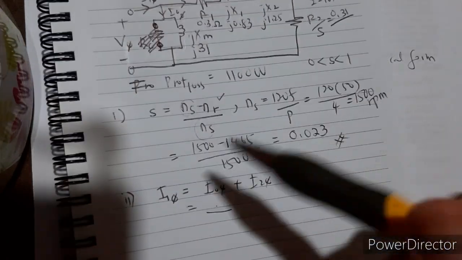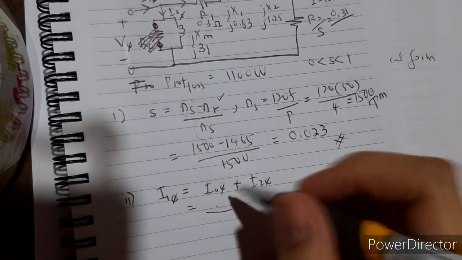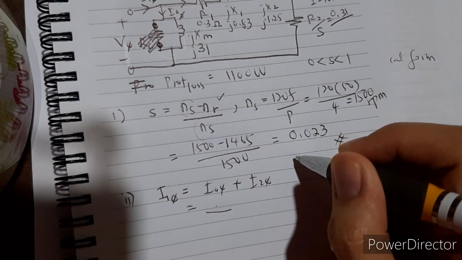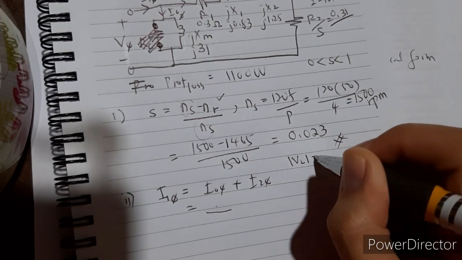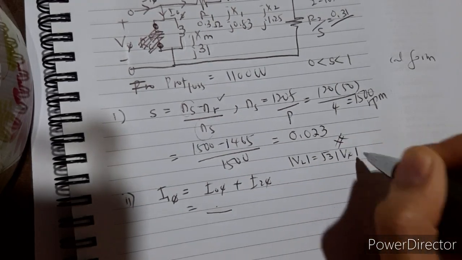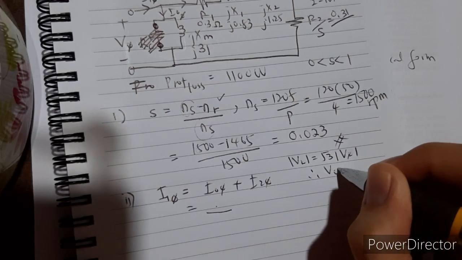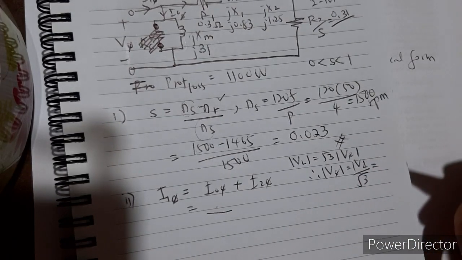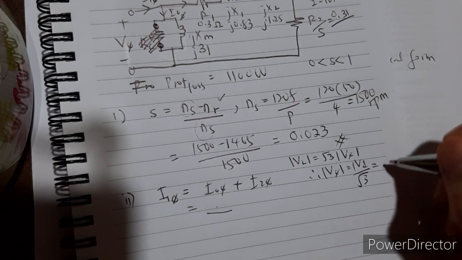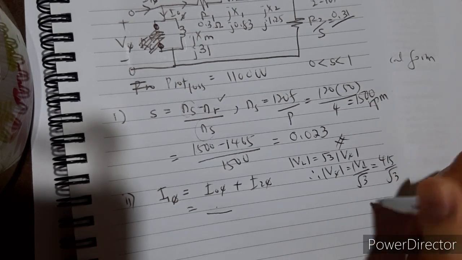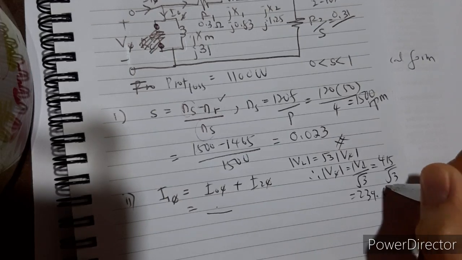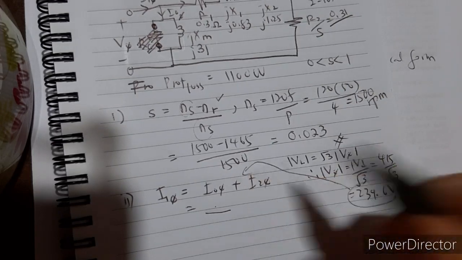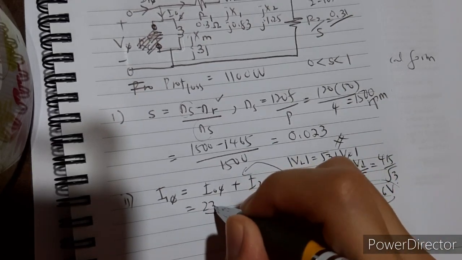Okay, never mind. Okay, write it down here. Okay, magnitude of V line equals to square root 3 magnitude of V phase. Therefore, magnitude of V phase equals to magnitude of V line divided by square root 3. That is 415 divided by square root 3 equals to 239.6 volt. Then only you can insert it into the equation.